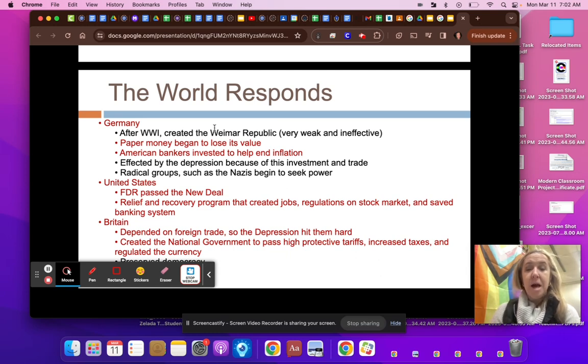In the United States, Herbert Hoover, who was elected president, will lose re-election to Franklin Delano Roosevelt, known as FDR. He will pass what's called the New Deal. We'll touch upon that in lesson 2. He tries to bring relief and recovery programs that create jobs, regulate the stock market that had crashed, and also, the major thing, he has to save the banking system.